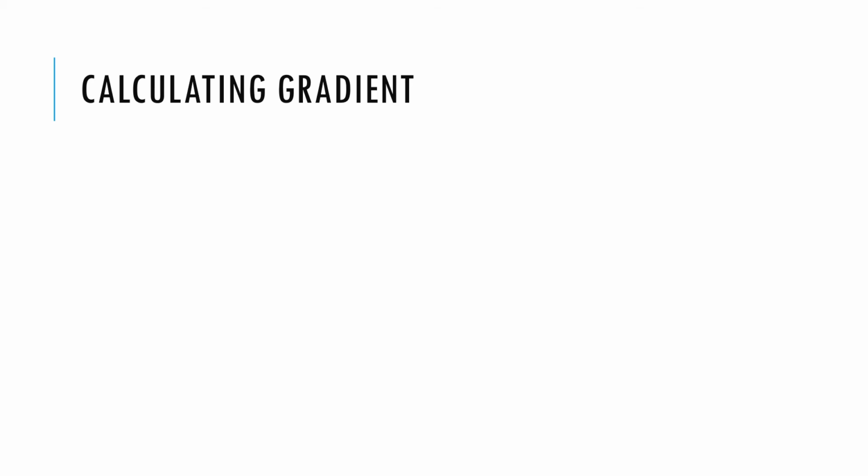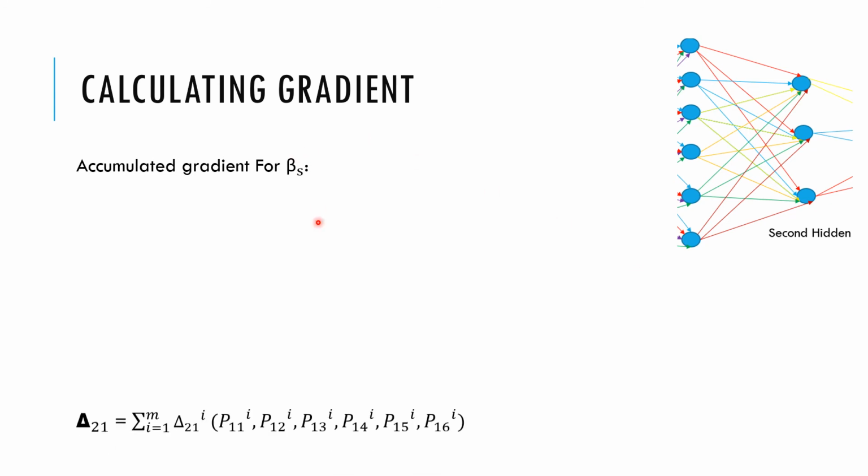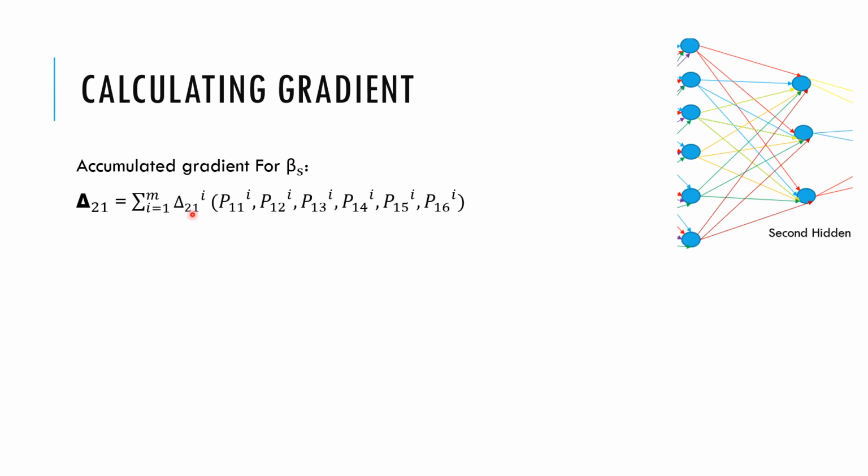That's how it works. So we'll go to the next example, where we are going for the first hidden layer and second hidden layer. So now we are calculating gradients for betas. It's going to be the same, nothing different. Now the error term for this one is delta 2 1 I. The input value of this one is not x but the probability, the sigmoid function that we calculated. So it is p11 I. So the first example will be delta 2 1 1 times p11.